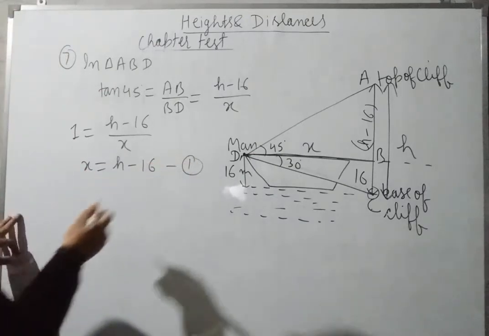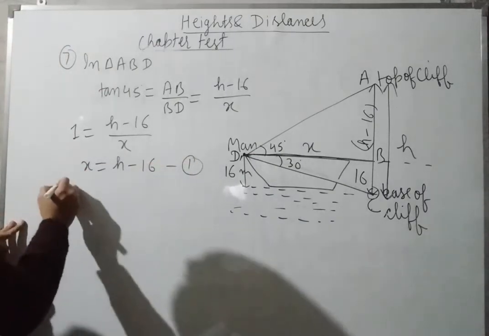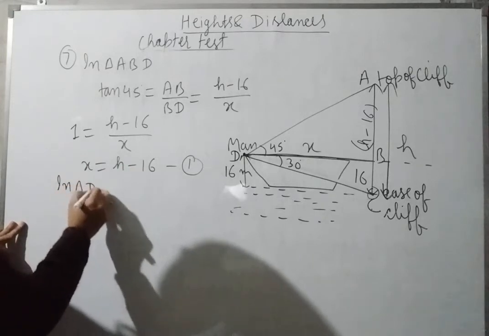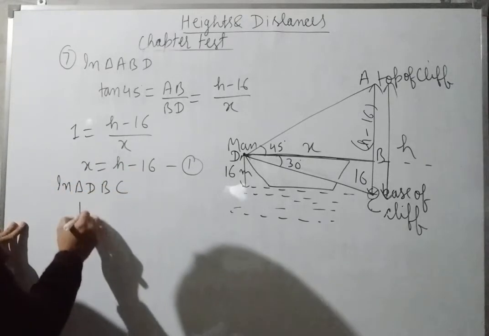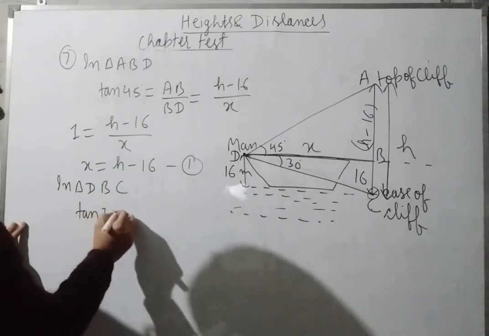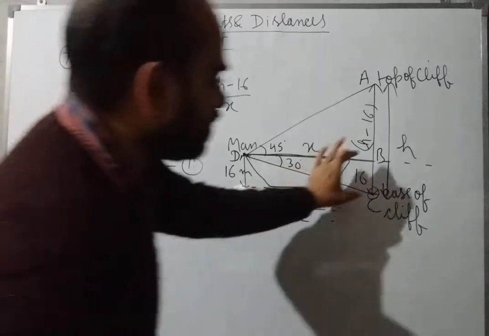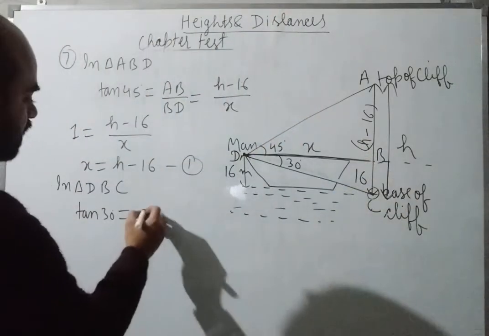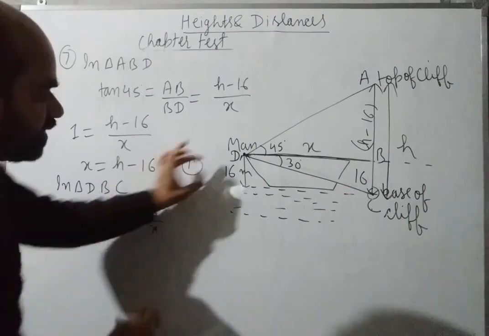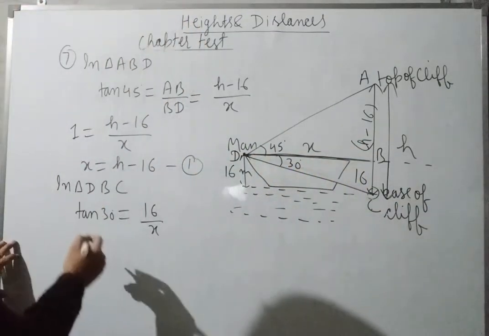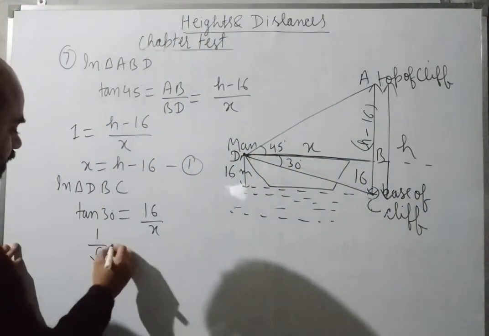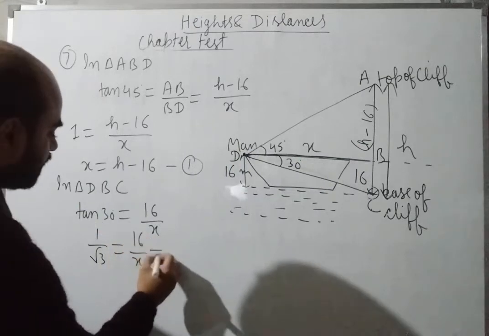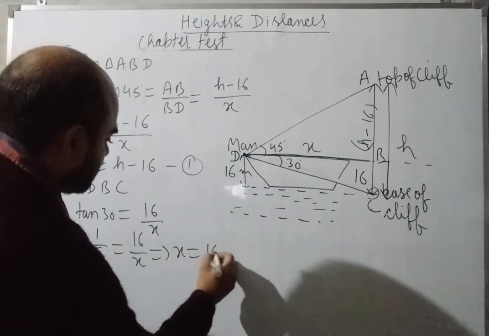When you are seeing any object below the horizontal line, then the angle of depression is formed. So next we can take triangle DBC. In triangle DBC, what is tan 30 degrees? Perpendicular upon base again. So this is 16 and this is x. So 16 upon x. Tan 30 is 1 by root 3. So we can calculate x as 16 root 3.